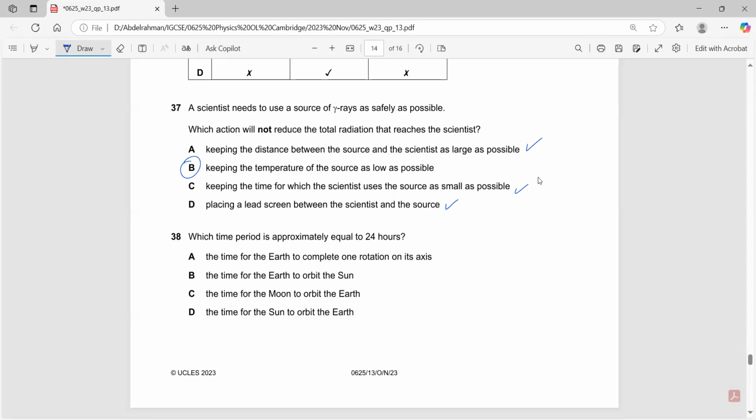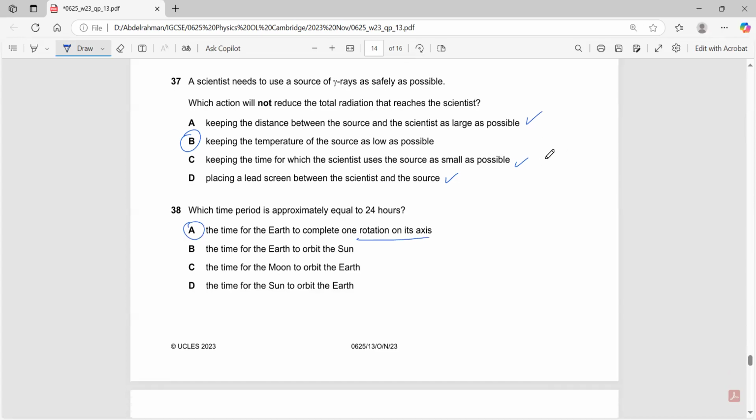Which time period is approximately equal to 24 hours? The time for the Earth to complete one rotation on its own axis. On its own axis, yes.